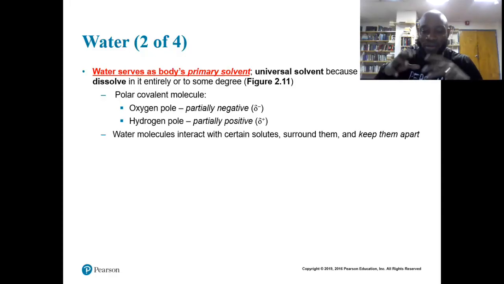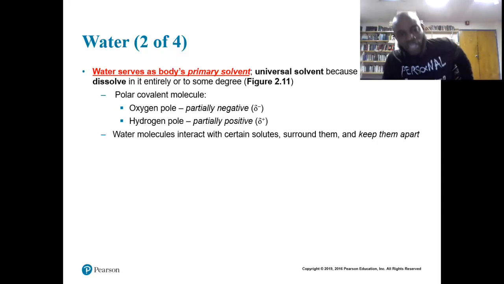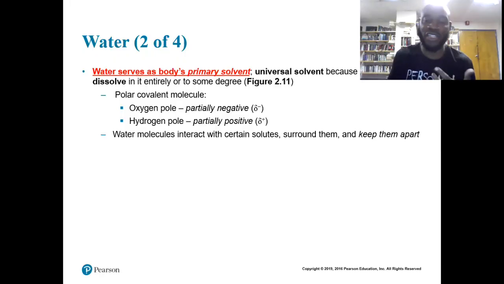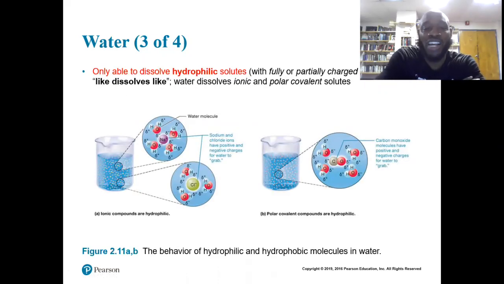Because it has that partially negative side and partially positive side, it has the ability to dissolve lots of different solutes. Things that dissolve in water are called hydrophilic. So hydrophilic solutes are usually substances that have a partially charged end, also similar to water, like dissolves like. Things that are slightly ionic, slightly polar covalent will dissolve well in water, like NaCl. Salt is ionic, so salt dissolves in water. Everybody knows salt water, for instance.